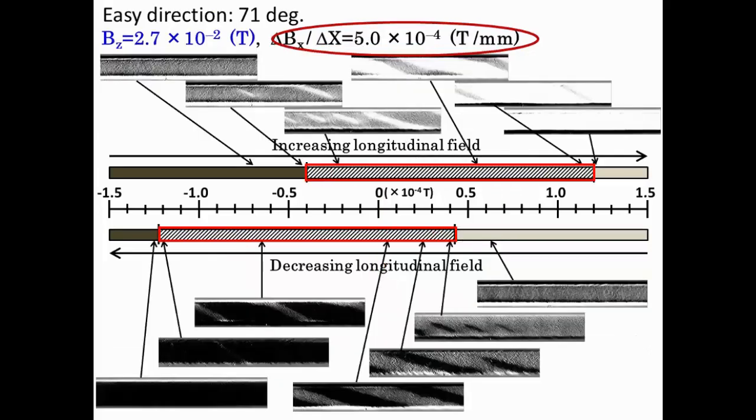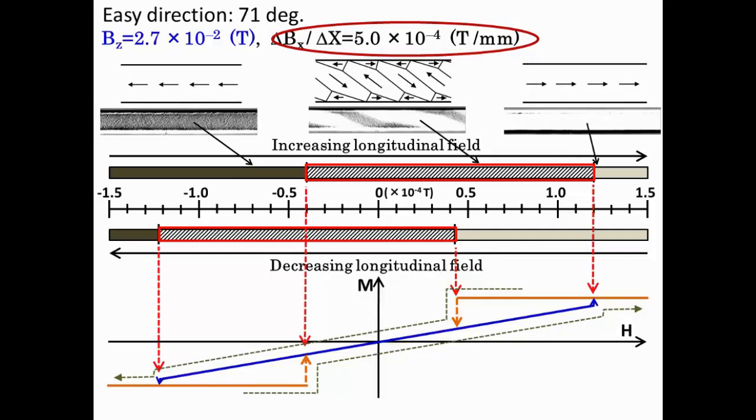As increasing the distributed parameter to 5.0 Gauss per millimeter with keeping the normal field, the range of multi-domain widens. In this case, the multi-domain appears even if the external field is zero, both when increasing and when decreasing external field.